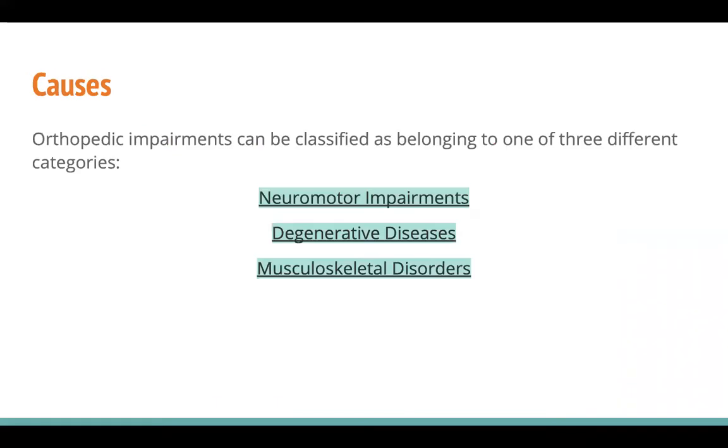Orthopedic impairments can be classified as belonging to one of three different categories. The three categories are neuromotor impairments, degenerative diseases, and musculoskeletal disorders.